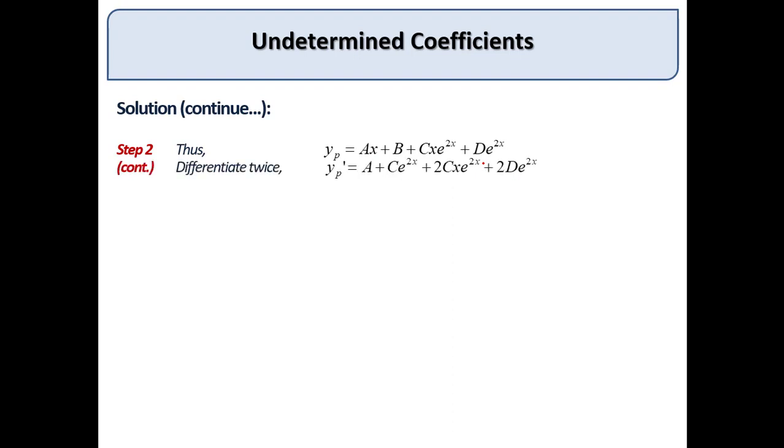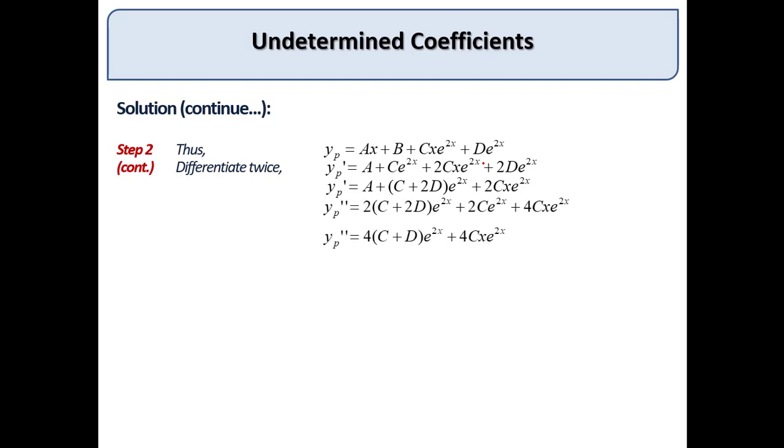So we differentiate it twice as previously. This is the first differentiation, and then the second differentiation, the second derivative. The first derivative is a plus c plus 2d natural exponential of 2x plus 2cx natural exponential of 2x, and then the second derivative is equal to 4c plus 4d natural exponential of 2x plus 4cx natural exponential of 2x.